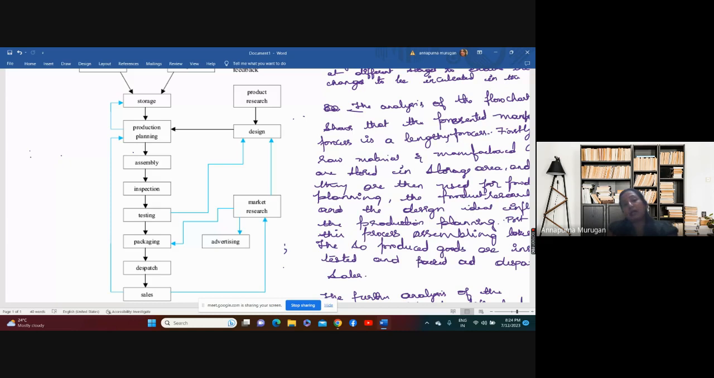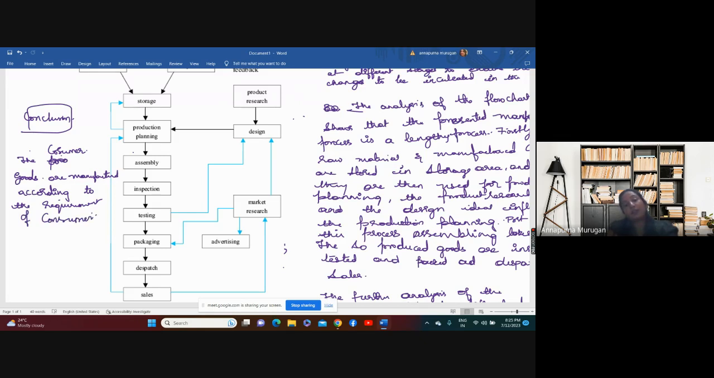Or ultimately, after looking at these things, the final overview can be that the product or the consumer goods are manufactured according to the requirement of consumers. Now you may be thinking, how can we write that here?